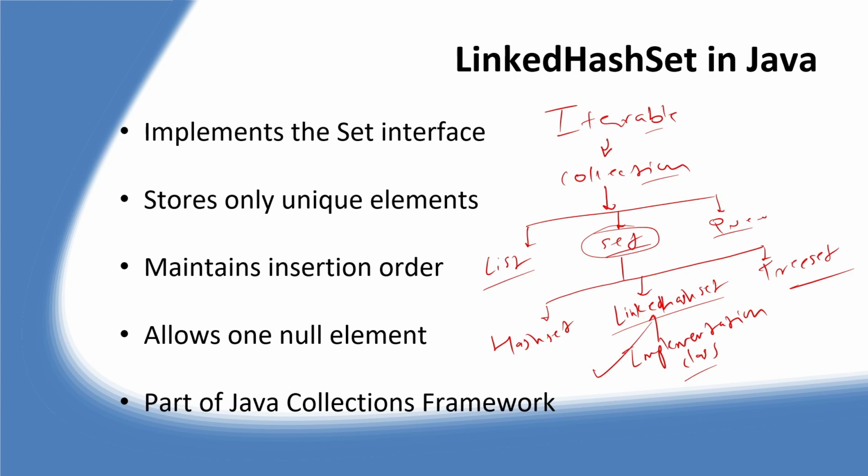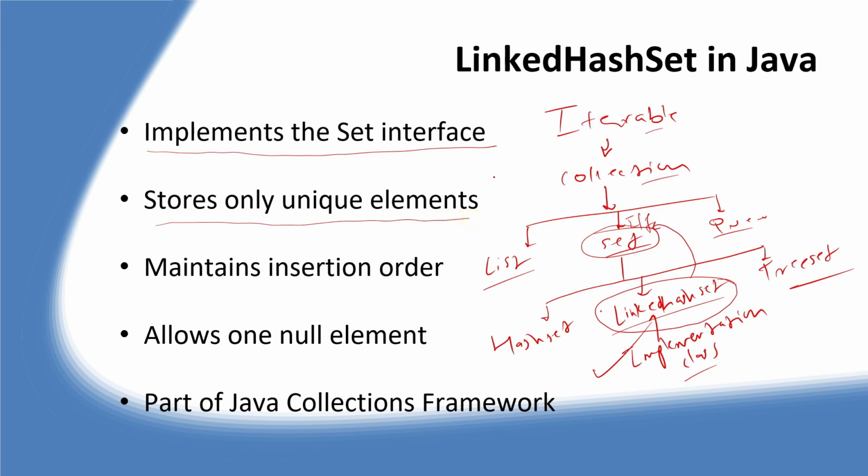There are different features of LinkedHashSet. What are those? It stores unique elements. The main difference is that LinkedHashSet maintains the order in which elements are inserted, and it allows only one null element. Let's look at them one by one. LinkedHashSet implements the Set interface. It is the implementation class which implements the Set interface, and it stores only unique elements.